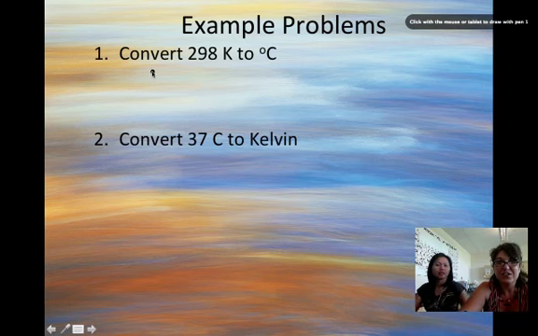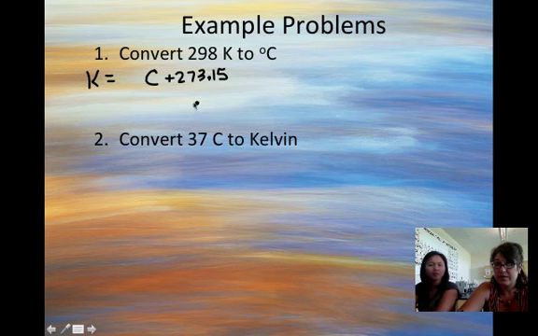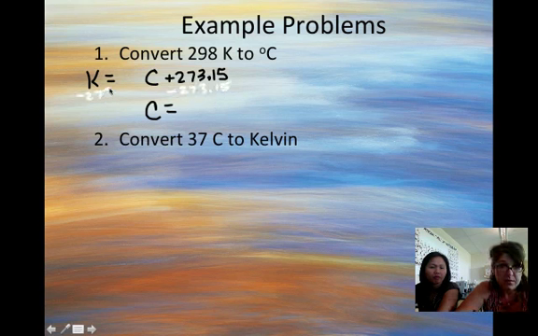All right, so now let's do problems. We know that Kelvin is equal to Celsius plus 273.15. But now we're going to Celsius. So C is equal to what? Well, use your algebra. To undo this addition, we subtract from both sides. So to solve for Celsius, we're going to take our kelvins minus 273.15.